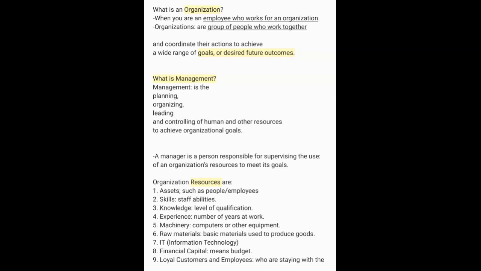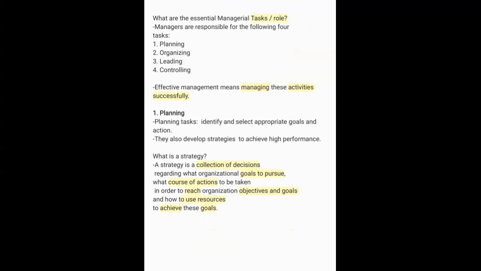What is the role of the management? The role of the management: planning, organizing, leading, and controlling. You should know these definitions in detail. Manager, resources, just understand, read and understand. It is staff skills, ability, capital, financial capital, IT, technology. Okay, the most important thing that you should know is the task of the manager: planning, organizing, leading and controlling.